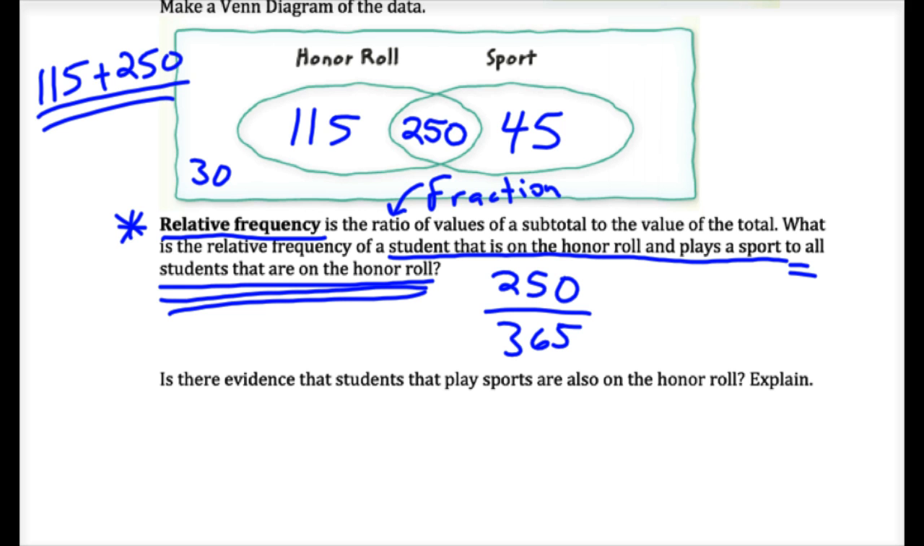Divide 250 by 365. Trace, what is that number? 0.68. Okay, round to two decimal spots with these decimals. So what percent is that? 68%. Guys, 68% of the people are on the honor roll. Or is it? No, 68%.